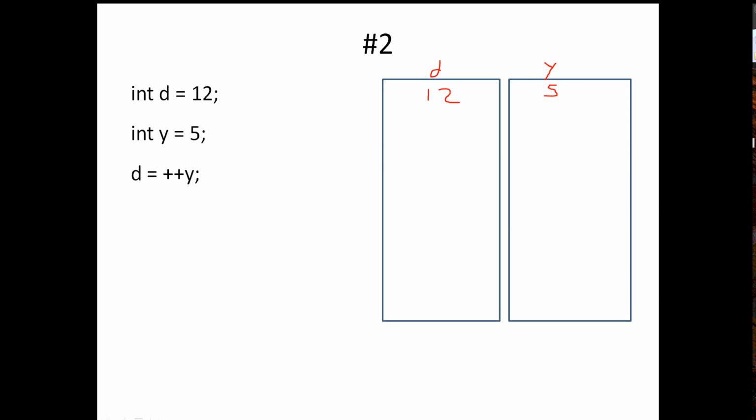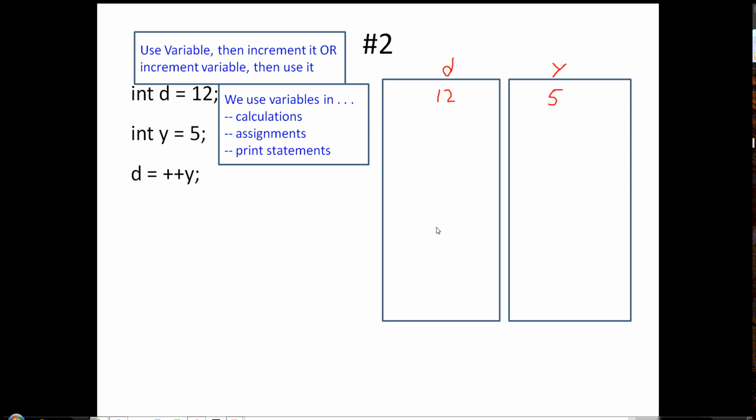I'm going to pause this for a second. Okay, I added a couple of things here, and so I added these helps up here, and we will look at that as we go. So we've got D is 12, Y is 5. First line of code says D equals ++Y.